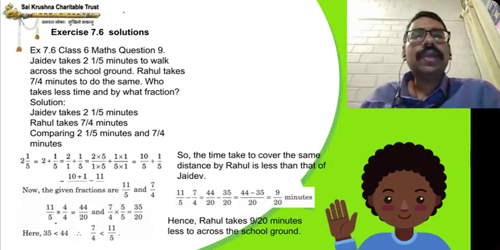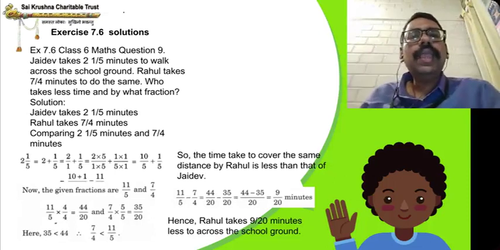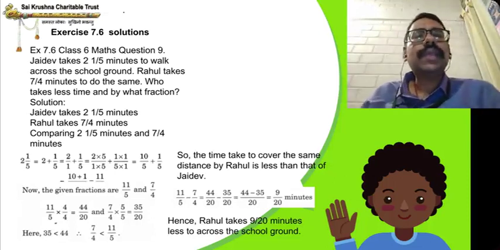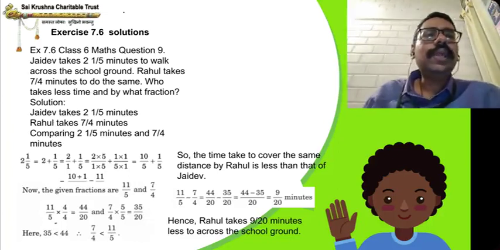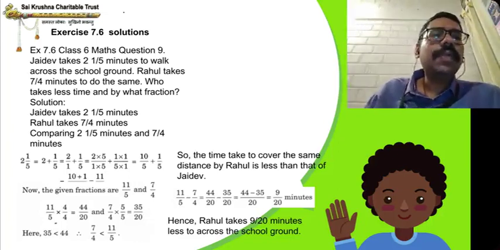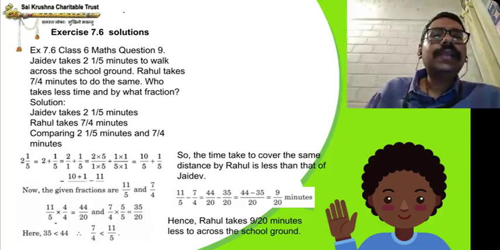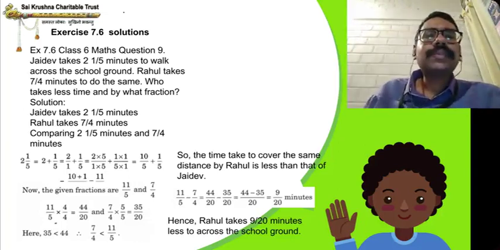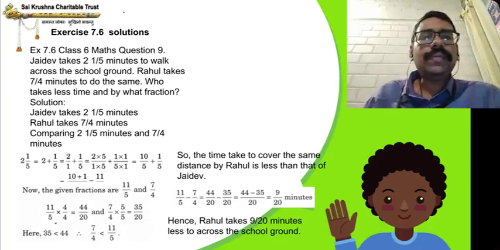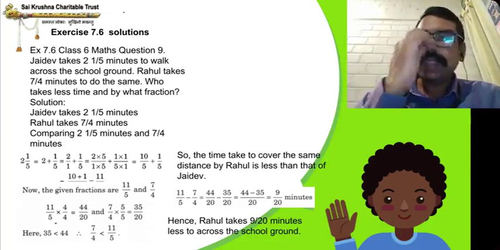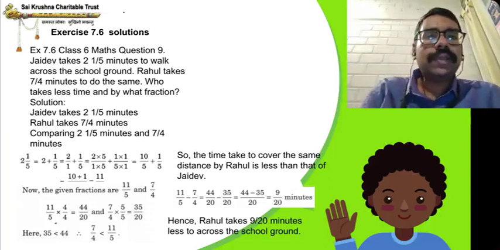2 1 by 5 minutes. You have to convert to improper fraction. How will we do that? Q into D plus R divided by D. I have given the formula previously, explained also. So what is Q? Quotient into D, D is divisor, plus R, the remainder, divided by D, the divisor. So it will become 11 by 5. 5 2s are 10 plus 1, 11 by 5.